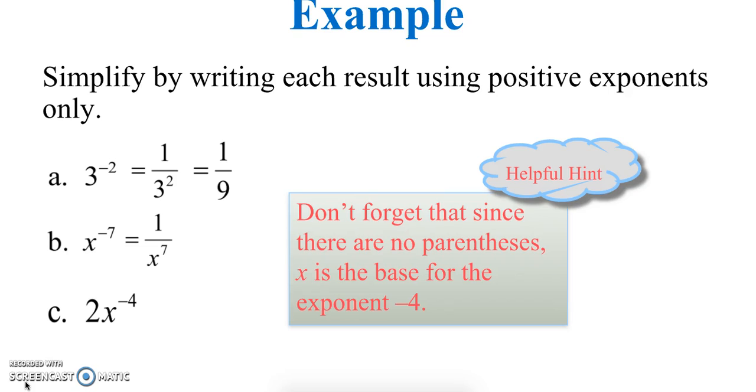When you have a coefficient in the front and there is no parentheses with the 2 and the x, that means 2 is being multiplied by x to the negative 4. So 2 is hanging out by itself. Unless there's parentheses that tie them together, you can separate them. So what I do is I leave my 2 in the numerator and I flip my x to the 4th in the denominator.